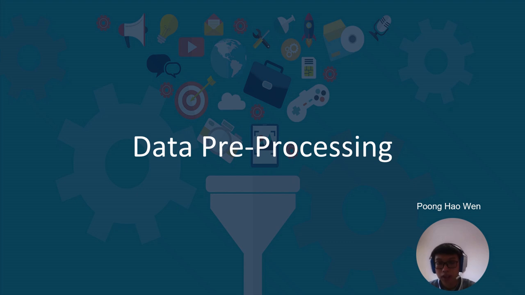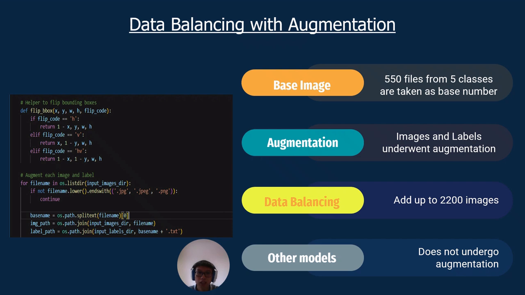My name is Paul Howard, and now I would like to talk about data preprocessing, starting off with data balancing with augmentation. Base images of 550 files from the 5 chosen car models are taken and undergo augmentation of 3 types: horizontal flip, vertical flip, and horizontal and vertical flip. After this augmentation, the extra files add up to 2200 images.